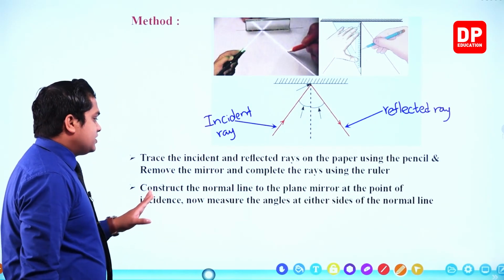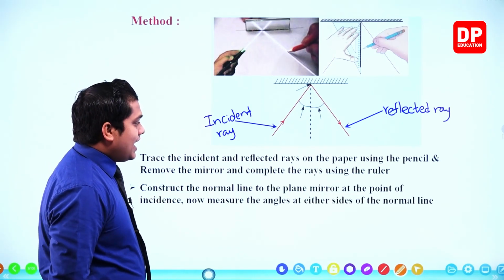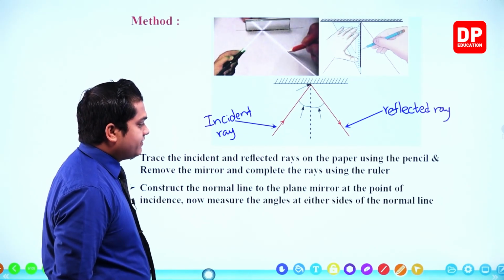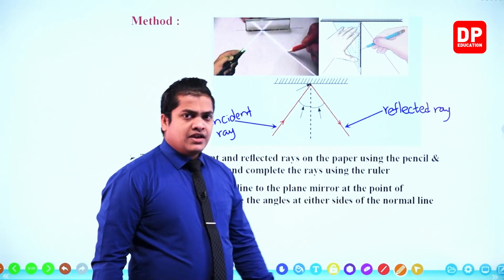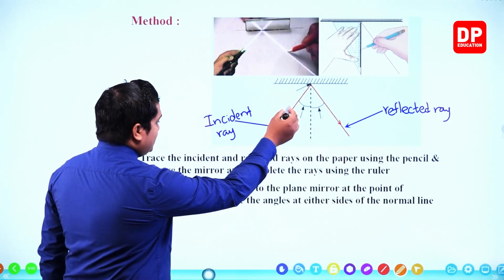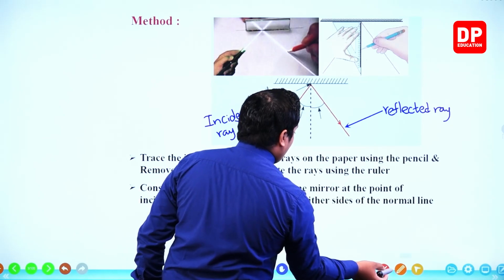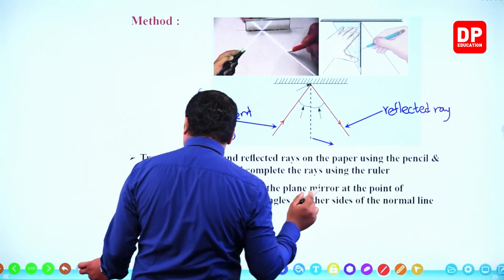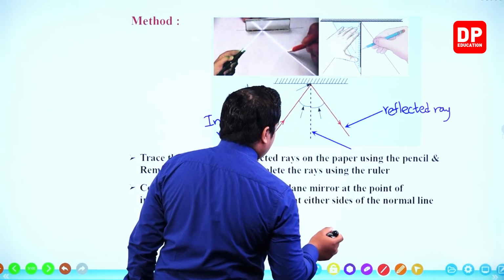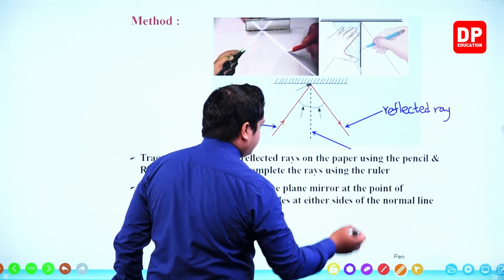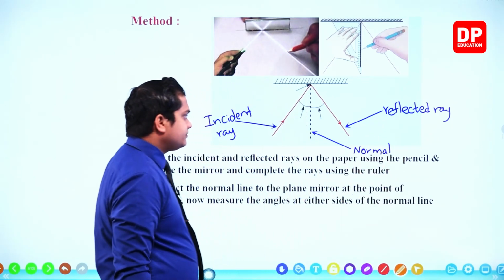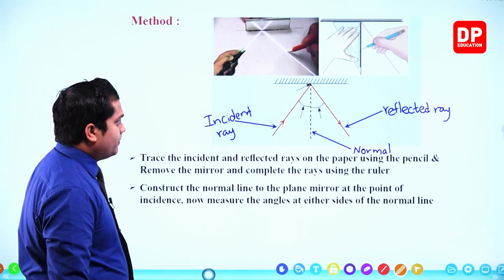Then what do you have to do? Construct the normal line to the plane mirror at the point of incidence. Now measure the angles at either side of the normal line. What do you mean by the normal, my dear children? What is the normal line? This one over here, indicated as a broken line, is called the normal line. In simple terms, it is called the normal.